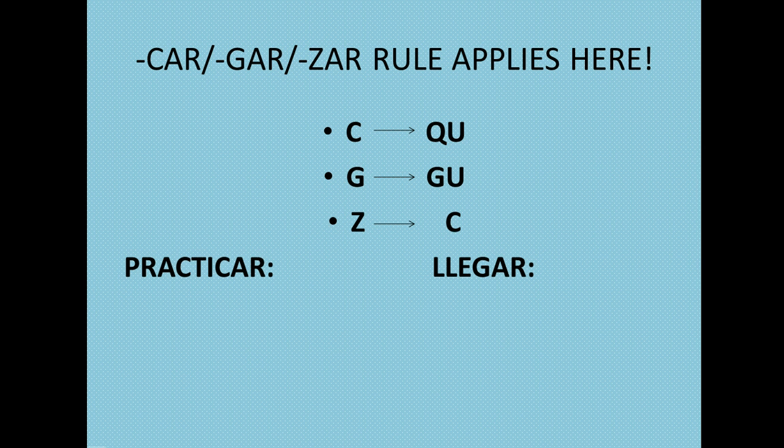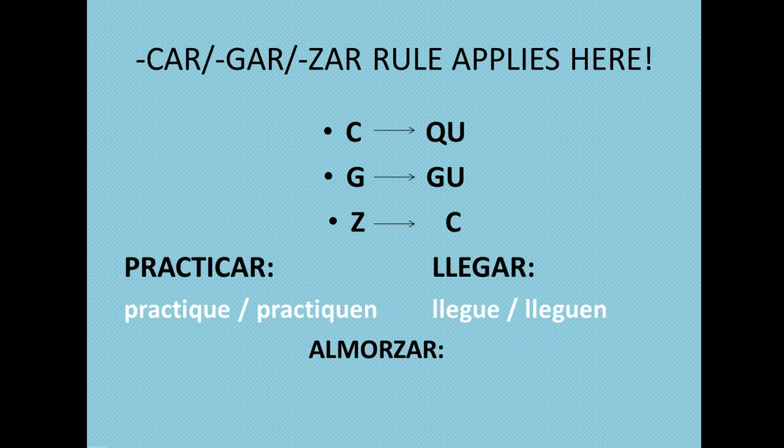So for example, we have verbs like practicar and llegar and almorzar. So our command forms are going to be practique, practiquen. So instead of putting these in the yo form where it has a C, we're going to change it to a QU. Practique, practiquen, those would be our usted and ustedes commands. Llegue and lleguen. Almuerce and almuercen.